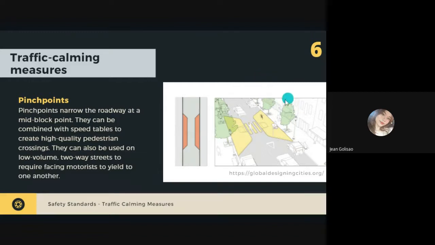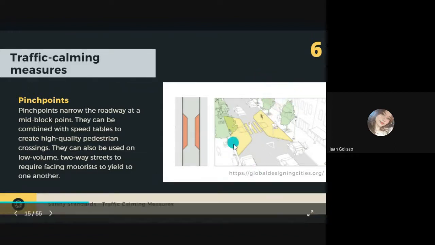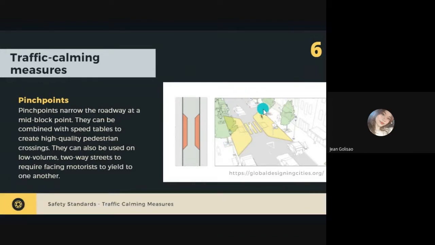On the right side, as you can see, this type of calming measure is found in the middle of a block or a street, compared to gateway treatments, which can be seen at the start or the beginning. Moreover, only a portion of the street is being narrowed, unlike the lane narrowing type of traffic calming measure, which I introduced earlier.